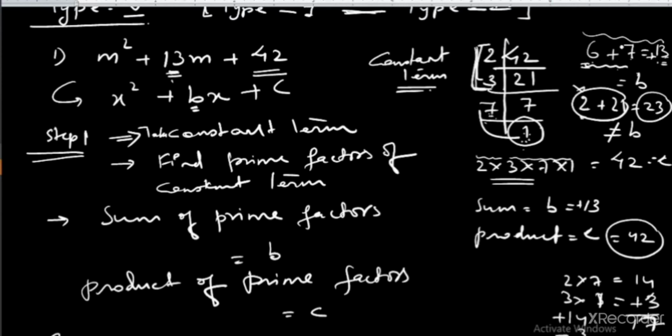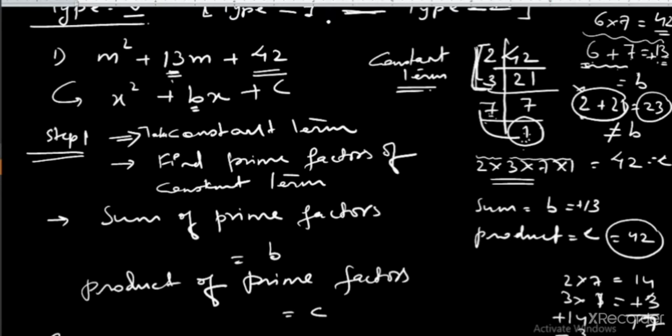And then also to check whether we are doing correct or not, just find the product. 6 into 7 is what? 42. You can see you are getting C also. Isn't it? This is how you have to do. The sum of the prime factors should be B and the product of the prime factors should be equal to C. So this combination is giving you correct information. 6 plus 7 is giving you 13 and 6 into 7 is giving you 42. Both of our requirements are fulfilled here with this combination.